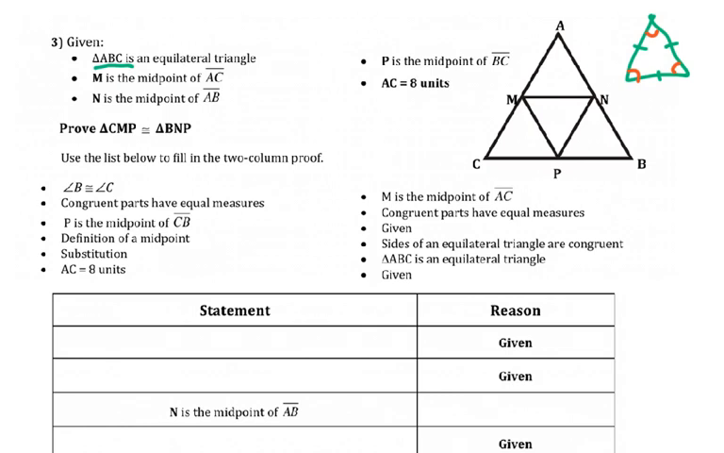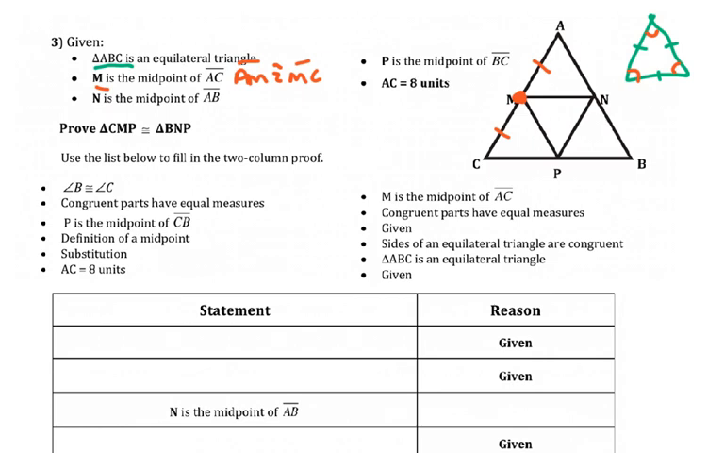Another thing I'm given is that M is the midpoint of AC. So what does it mean to be the midpoint? It means it's right in the middle. So AM is congruent to MC. I'm just going to write that. AM is congruent to MC. That's not given to me. It's just a follow-up piece of information.